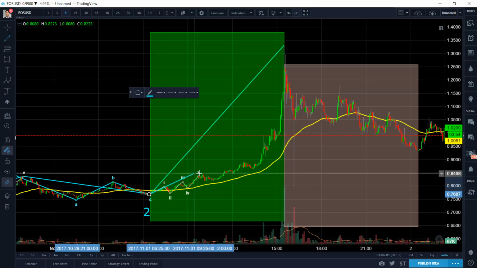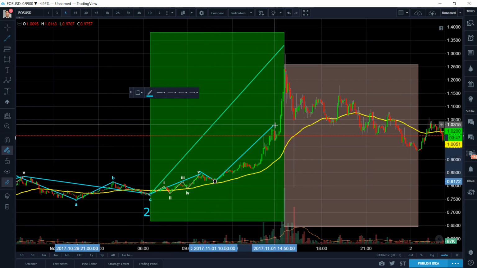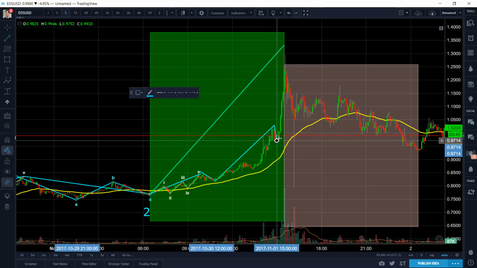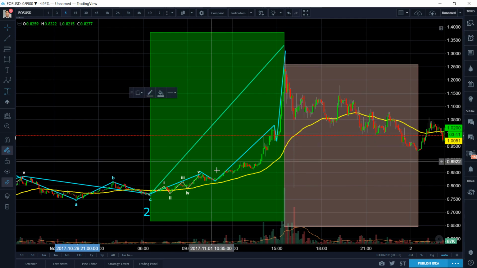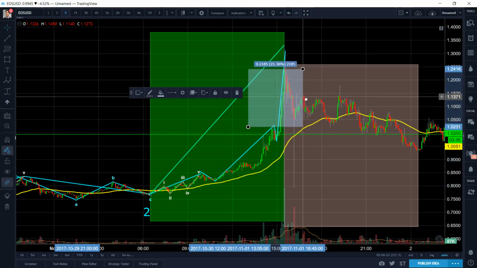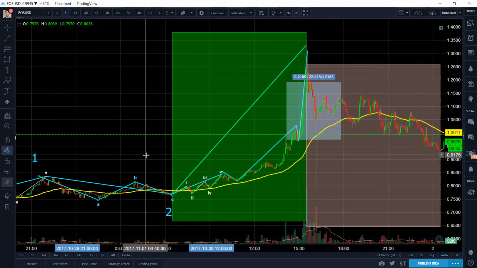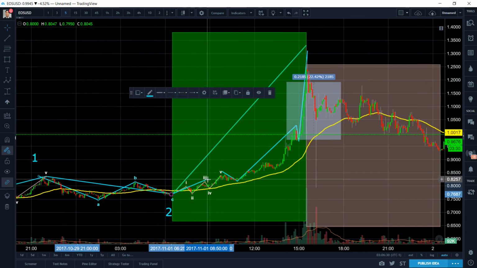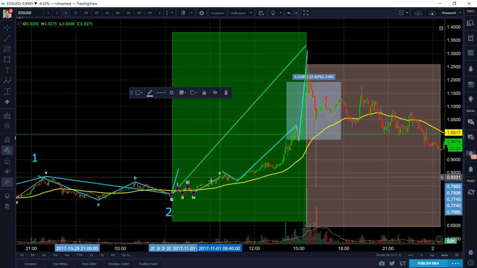So we can call this one wave 1. We can call this one wave 2. And then we can call this one wave 3. And then 4. And then 5, basically, okay? Now we're going to look at the magnitude of this one and see if it's about equal to this one right here. It overshot a little bit, so I'm going to discount that because I don't like it when my Elliott waves are not proportional, because wave 3 has to follow the rule that it's the strongest one.